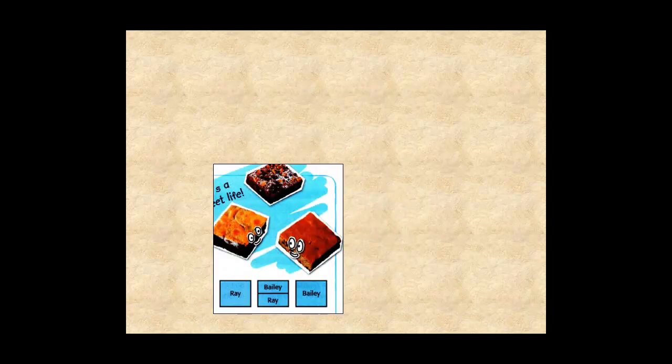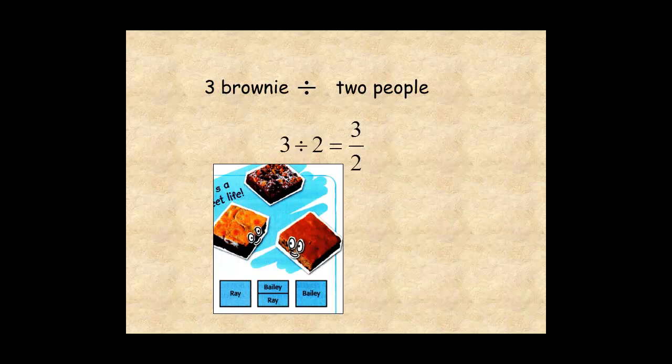In example 2, 3 brownies are divided among 2 people. So that's 3 divided by 2, which is represented by the fraction 3 over 2. Notice from the picture, each person gets 1 whole brownie and half of the 3rd brownie. So each person gets 1 and 1/2 brownies.